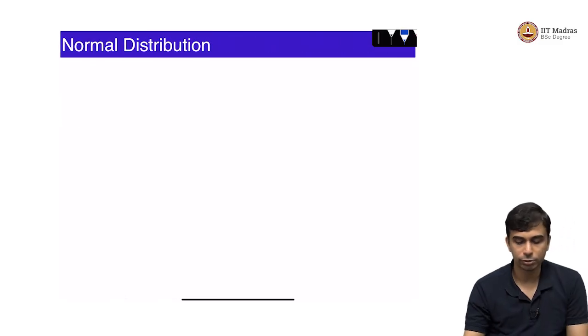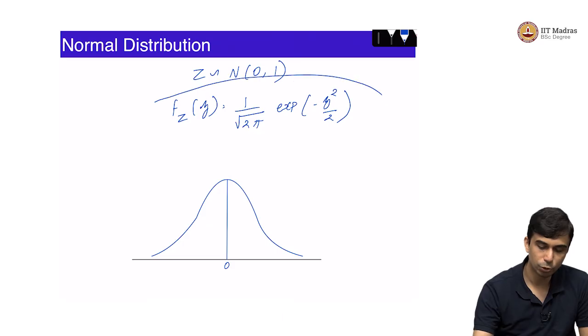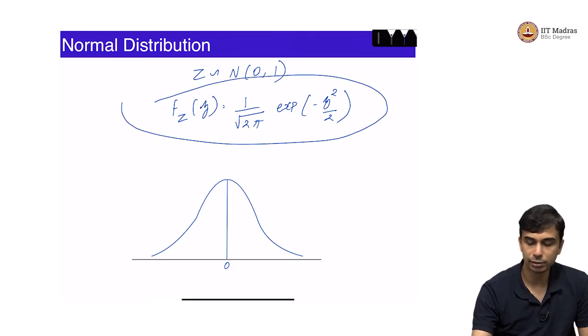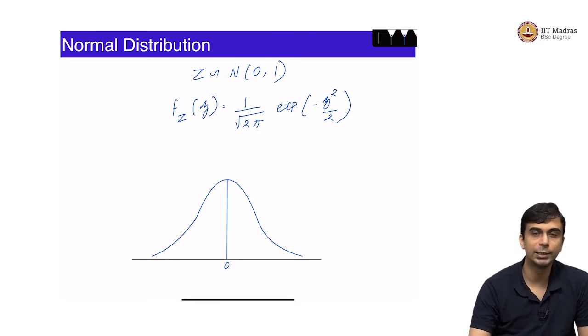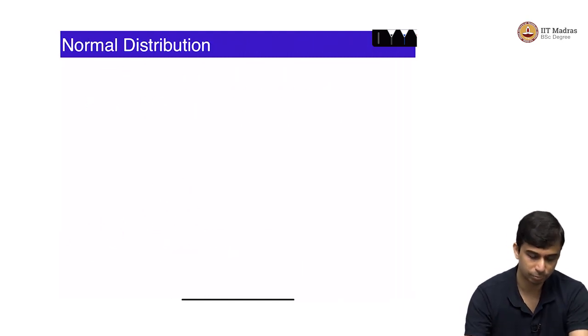Okay. Right. So, first question you should immediately ask is, is this a valid density? How do you know this is a valid density? Well, you have to integrate this from minus infinity to infinity and check if it is a valid density. Right. So, now for that let us go ahead and do this.